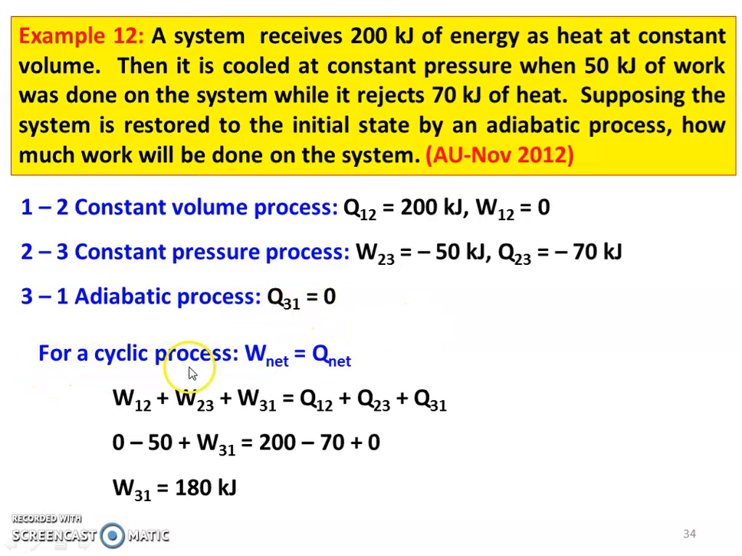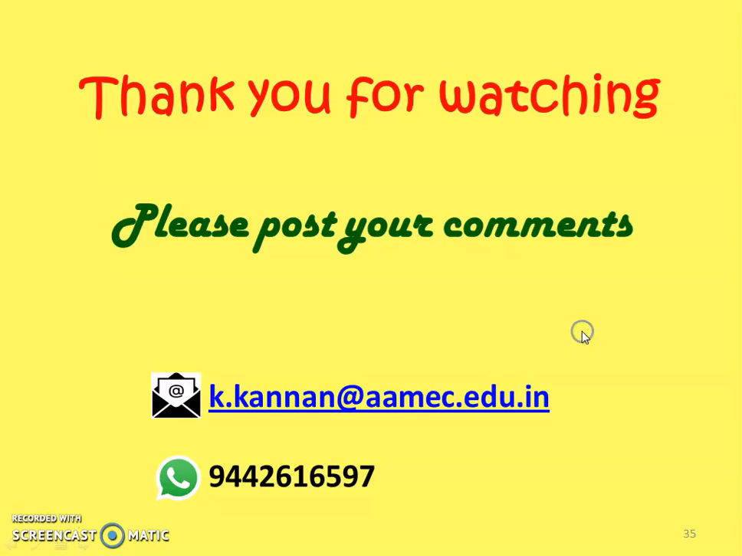So for the net cyclic process, net work transfer equal to net heat transfer. So W12 plus W23 plus W31 equal to Q12 plus Q23 plus Q31. So substituting all the numerical values, W12 is 0, W23 minus 50, W31 is the unknown, Q12 is 200, Q23 minus 70 and Q31 equal to 0. So solving the equation, W31 equal to 180 kilojoules. So for the adiabatic process, net work done equal to 180 kilojoules. So we stop here.